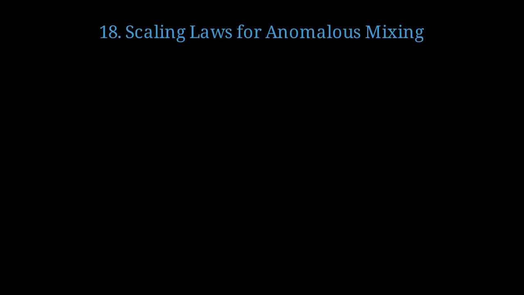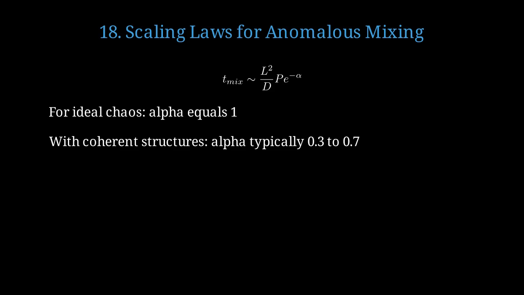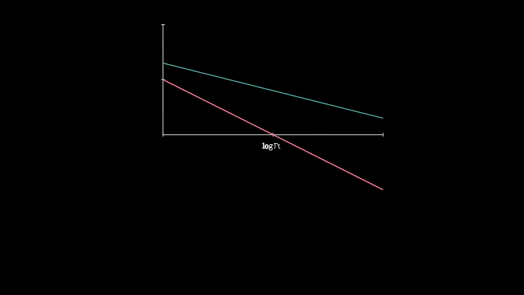Researchers have derived scaling laws that describe how anomalous mixing depends on system parameters. Mixing time scales as L squared over D times Péclet to the power negative alpha, where alpha depends on coherent structure fraction. For ideal chaotic mixing with no coherent structures, alpha equals 1, giving the classical scaling. But with significant coherent structures, alpha drops to 0.3 to 0.7, indicating much weaker Péclet dependence. On log-log plots, ideal mixing shows slope -1, while anomalous mixing shows shallower slopes, revealing the inefficiency.